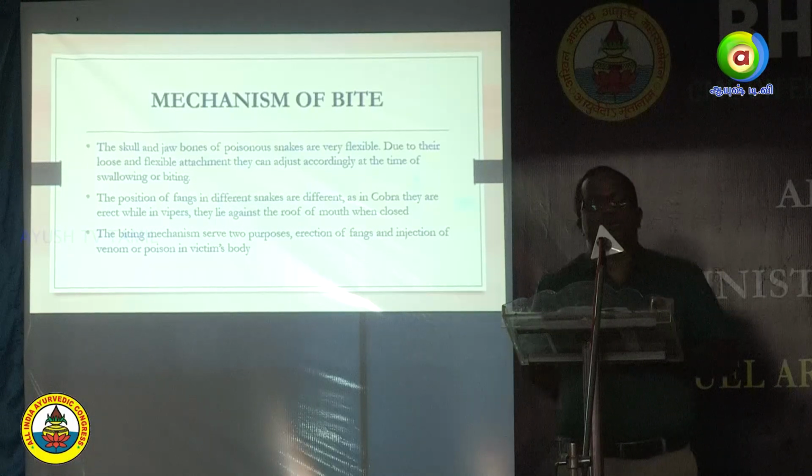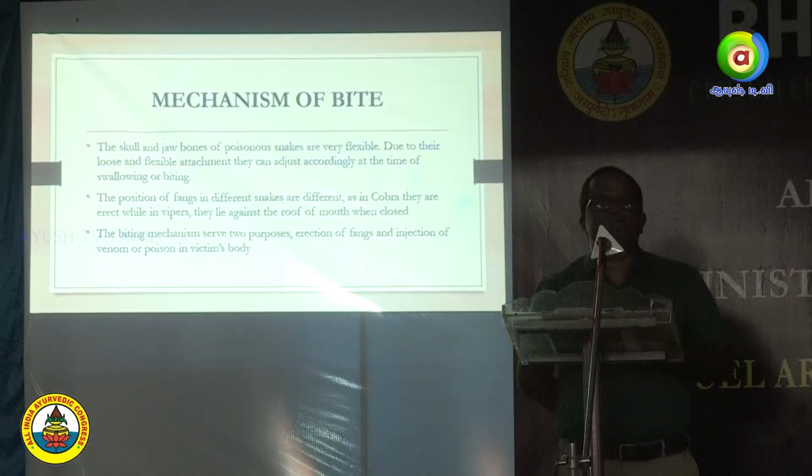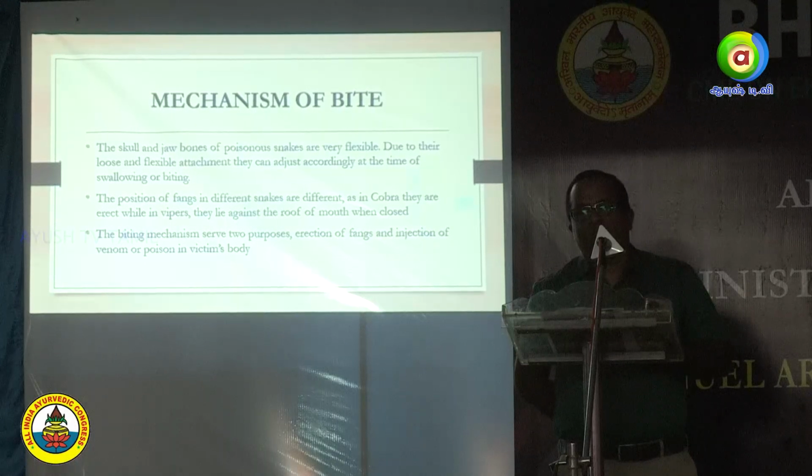Here we should know the mechanism of bite. There are poisonous bites and non-poisonous bites. In poisonous bites, the snakes will be using not teeth, but fangs. The specially organized teeth are called fangs, which are normally a pair in number, one pair attached to the upper jaw of its head.